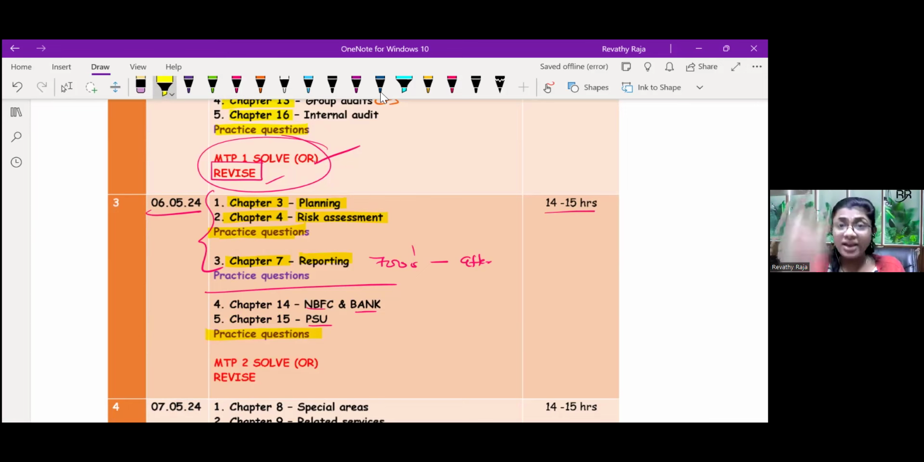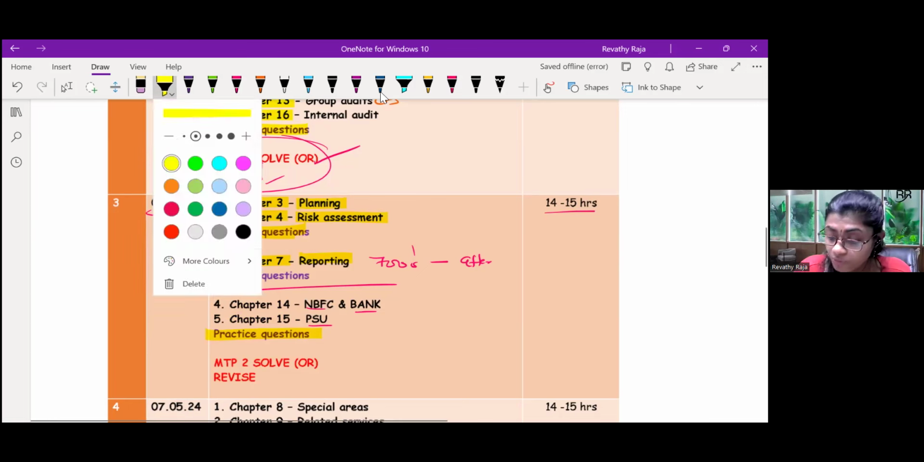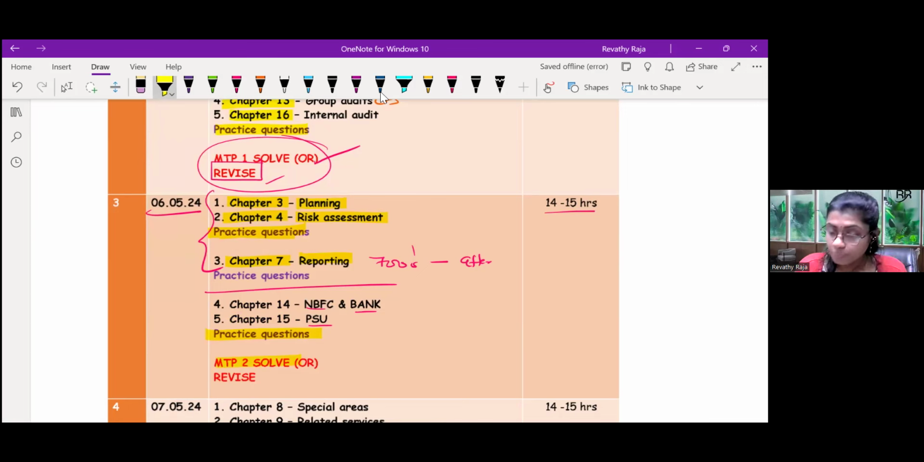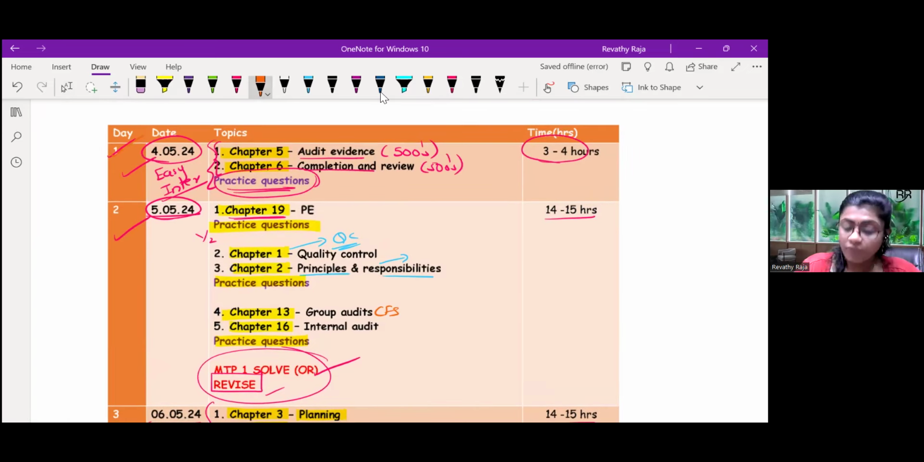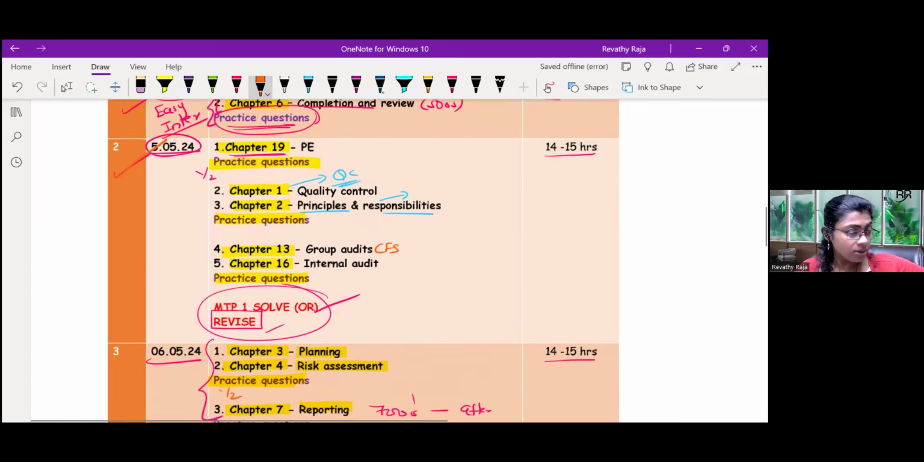Again, make a point that you go for MTP 2. If you have already solved MTP 2, you go for a revision. And even if you are going for MTP 2, please make sure that either you do half an hour revision after each slot or at the end of the day, revise. What will you revise? From 4th May, 5th May topics to 6th May.